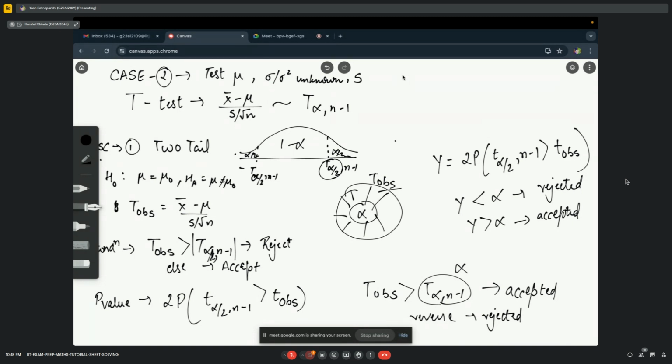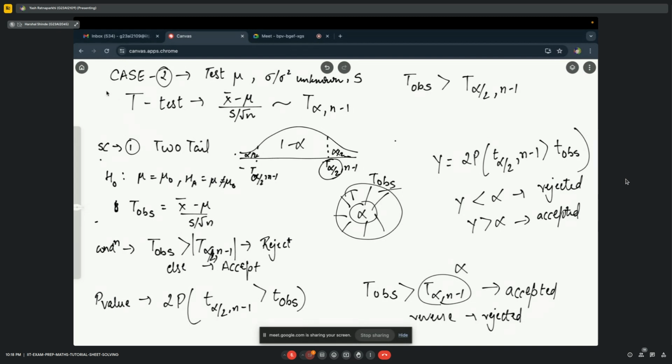So in case 2, part 1 for the two-tail test, what will be my hypothesis? If my t observed is greater than t of alpha by 2, comma n minus 1, then my test will pass. One more thing that I needed to confirm and correct: yesterday Gitika ma'am corrected me on it.